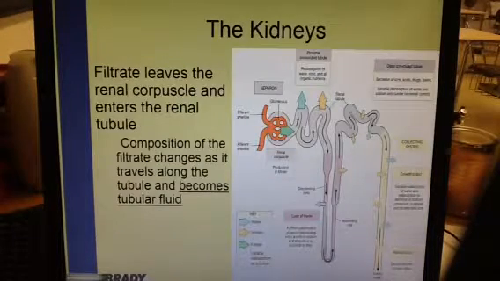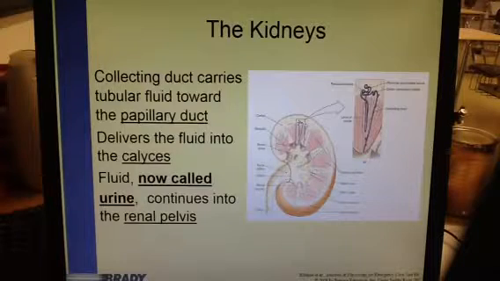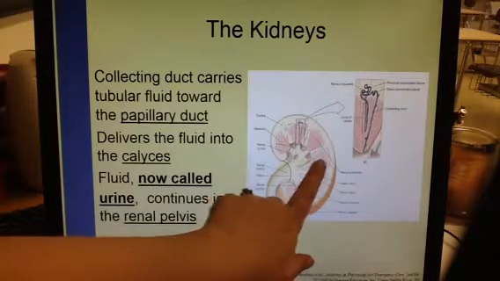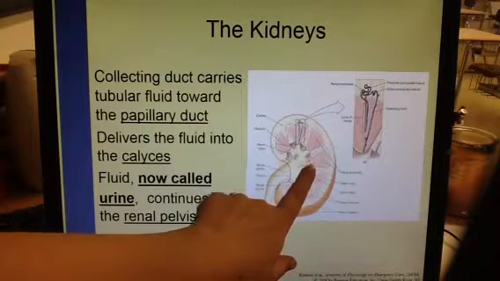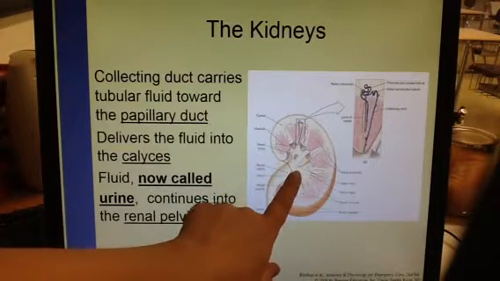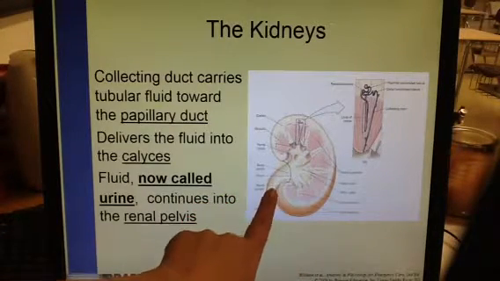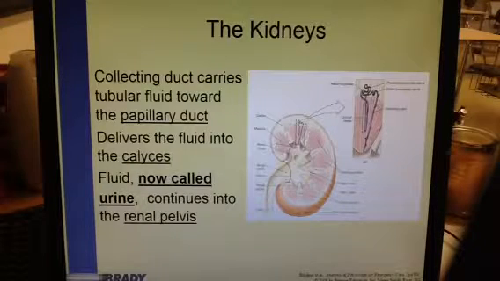I'm going backwards, sorry about that. It goes to the minor calyx and major calyx, which we talked about in the first video. And at that point, the fluid is called urine, and it continues into the renal pelvis. So this is where all of those collecting ducts are going to join together, the minor calyx, major calyx, and then eventually into the renal pelvis.